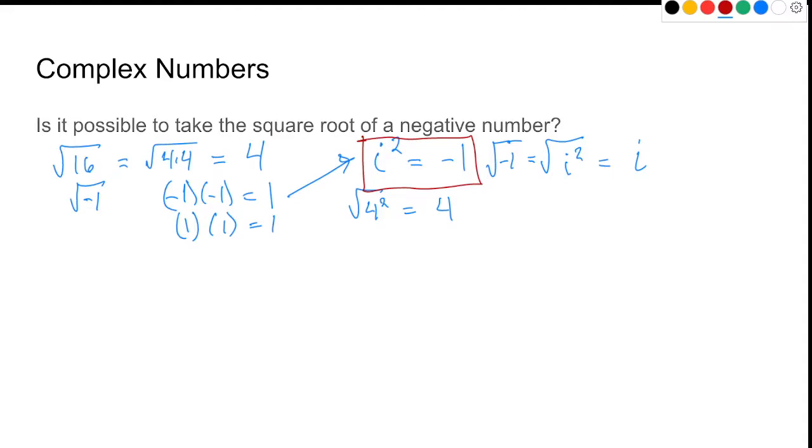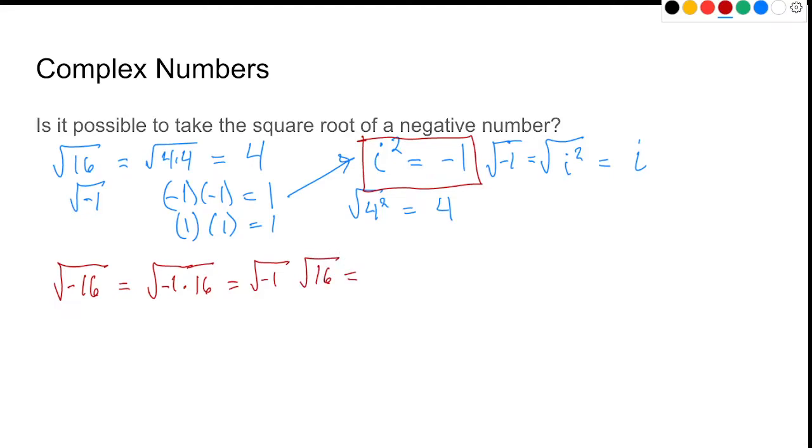And so what this does in practice, let's come back over here. If we needed to take the square root of, say, negative 16, we would look at this as the square root of negative 1 times positive 16. And some properties of square roots, when we've got products, we can actually separate them into separate square roots.